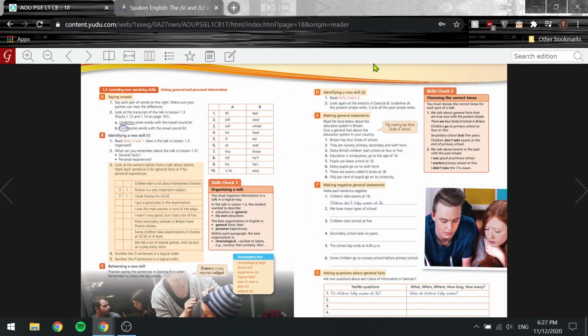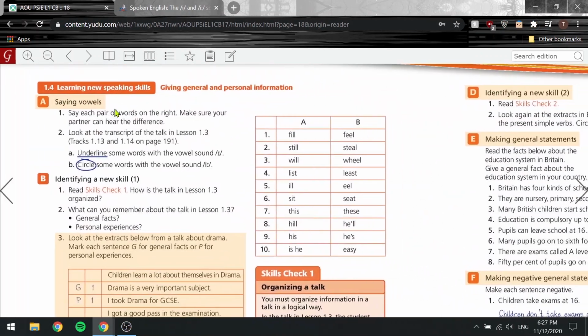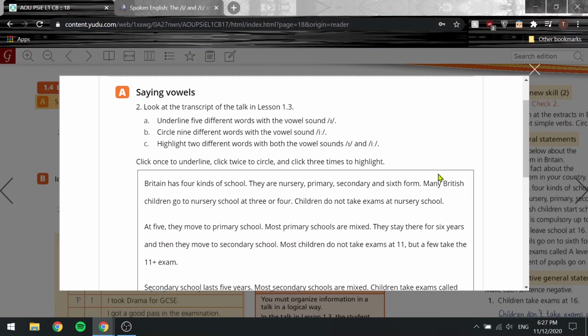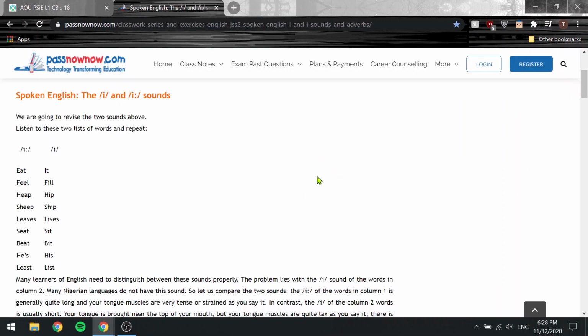Okay, you guys, so now let's move on to exercise A. Here we have saying vowels. Looks like we have this transcript over here, and he wants us to underline different words with this vowel sound and then circle words with this particular vowel sound. So let me actually go to this particular web page that I found on the internet.